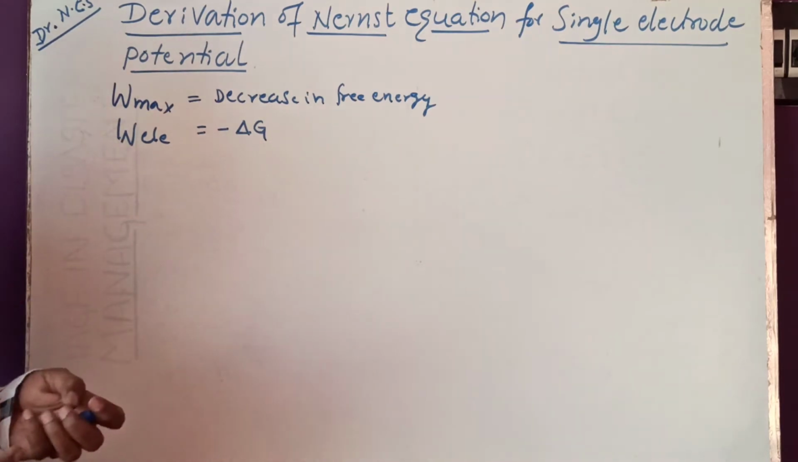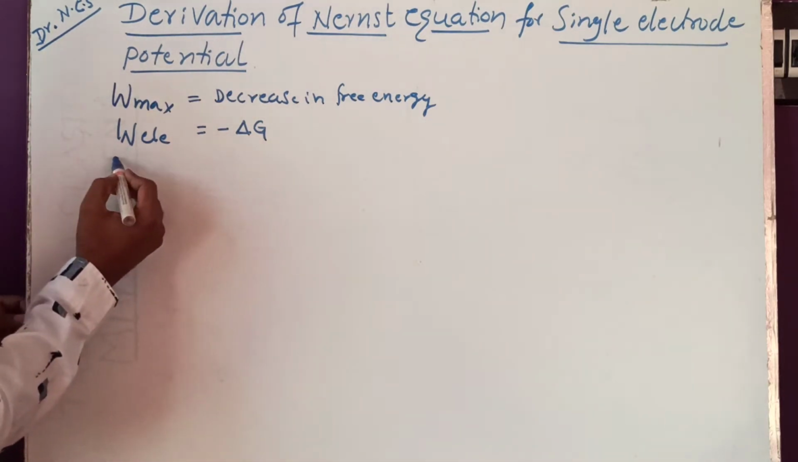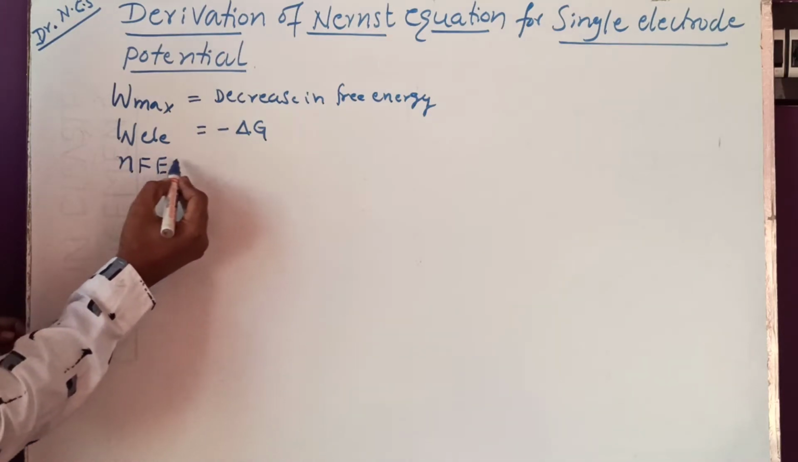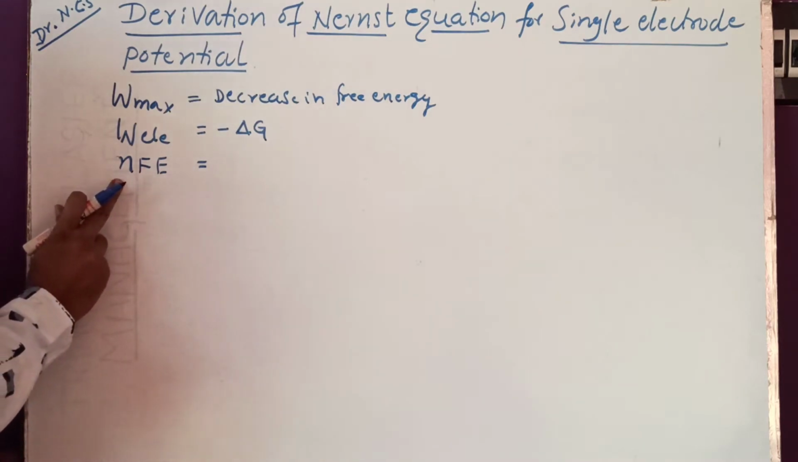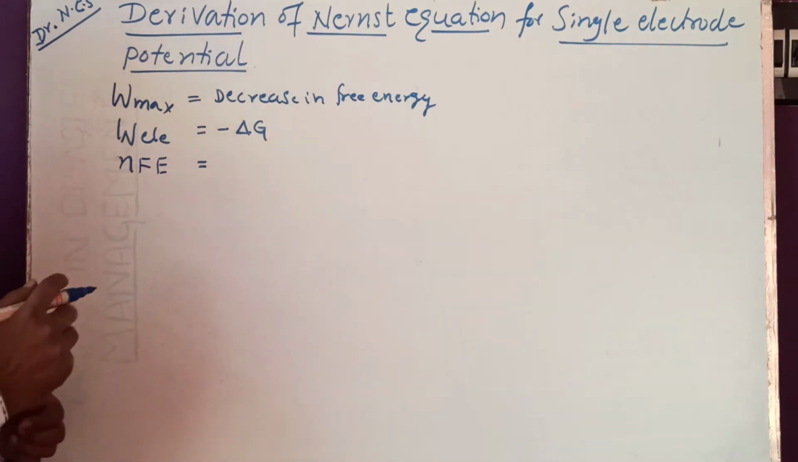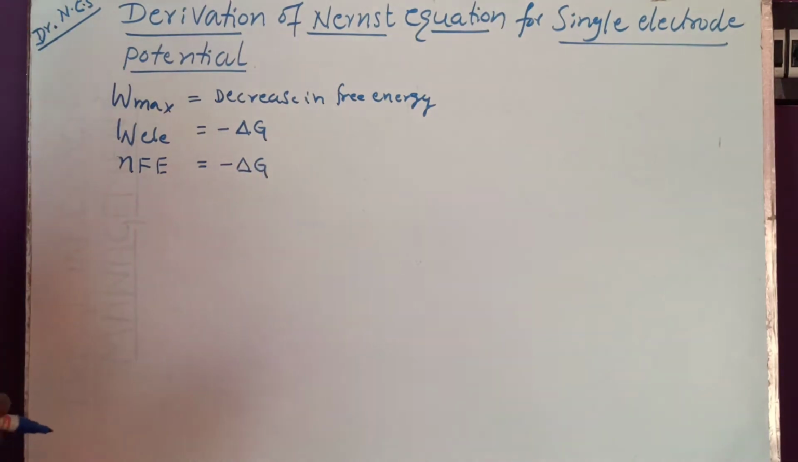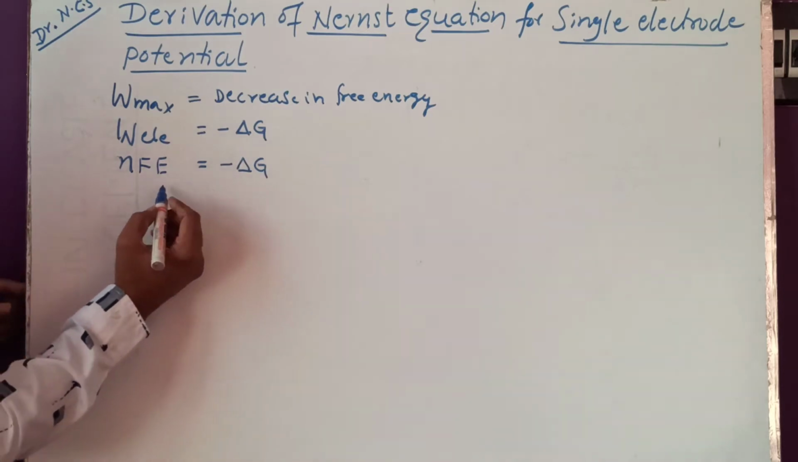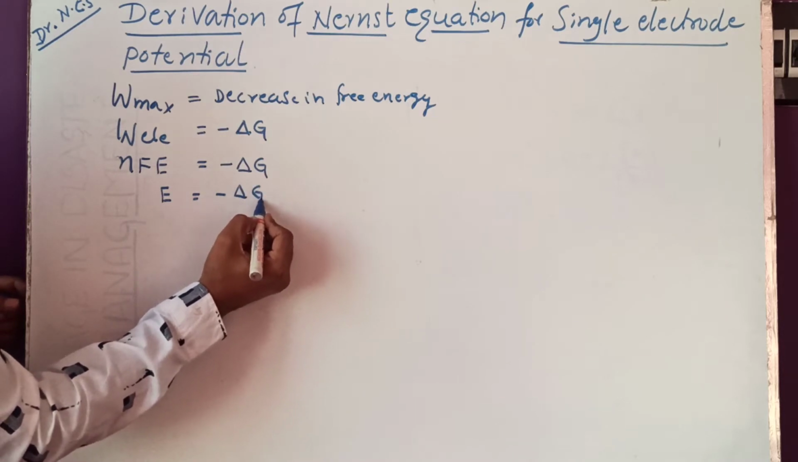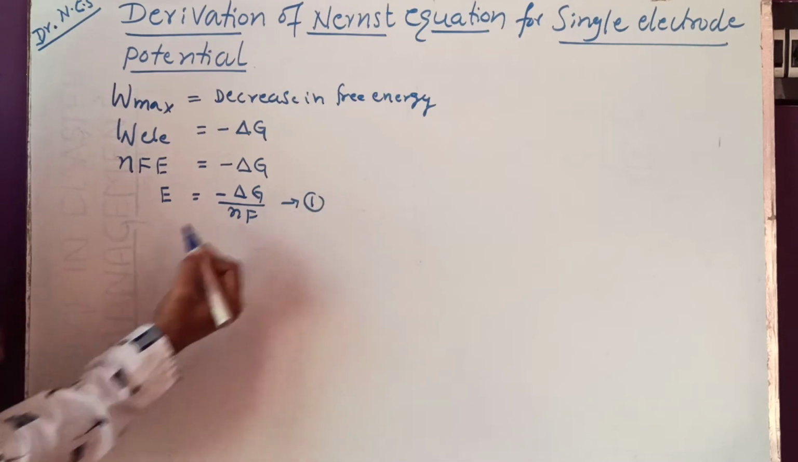So what is work electrical? The work electrical that is obtained by an electrochemical cell is the product of n, F and E. So what is n here? n is number of moles of electrons, F is Faraday constant and E is electrode potential. So that is equal to minus delta G. From this equation, let us find out the value of E. E is equal to minus delta G divided by nF. Let us call this as equation 1.